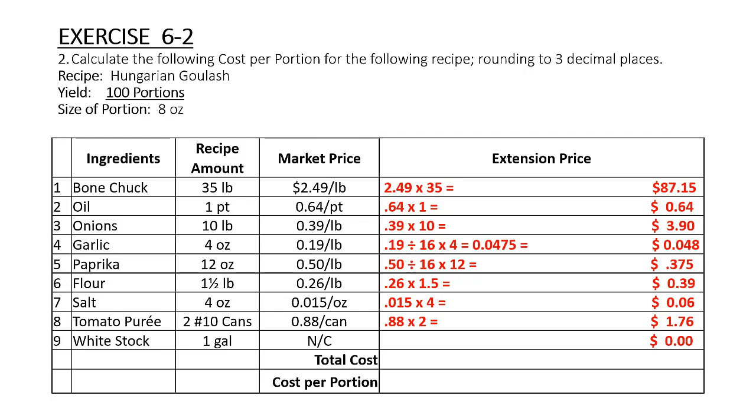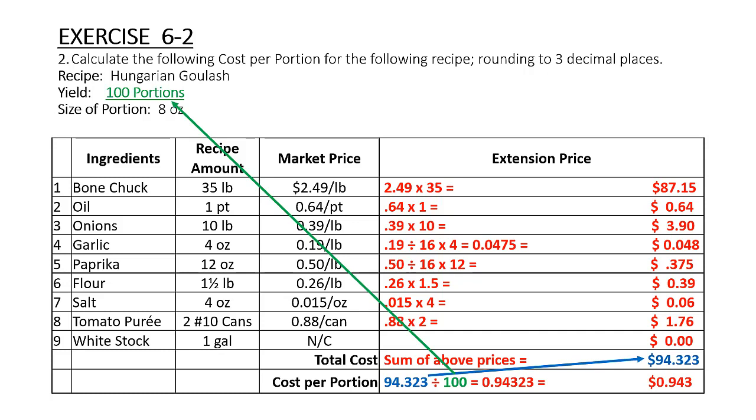So there's all of our extension prices. We're going to total up all those extension prices and realize that this recipe is costing us $94.323. That's how much it's costing us to make 100 portions. What's the cost for 1 portion? Again, we're simply unit costing.